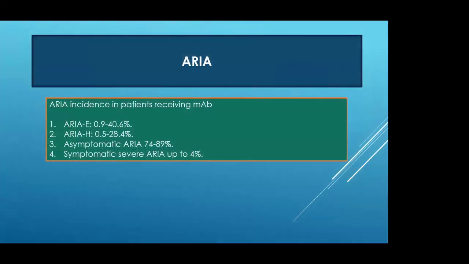So the incidence of ARIA in patients who received monoclonal antibodies, for ARIA-E, is something in between 0.9 to 40.6%. ARIA-H, something in between 0.5 to 28.4%. As for symptomatic ARIA, it's something in between 74 to 89%. And this is really important because this tells us that pretty much those patients out there can be suffering from ARIA, and we don't know anything about that because they are not actually experiencing any symptoms. The symptomatic severe ARIA is only 4% of that. So don't wait for the symptoms to come up. That's why we need to monitor these patients.